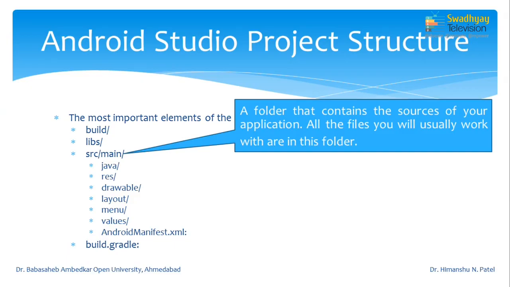Next folder is the src main folder. This folder contains the sources of your application. That means all Java files are stored in this main folder, and all the files you will usually work with are in this folder. So whatever Java files represent your activities are stored in this src main folder, and it is stored in the package directory that you specified while creating the Android application.